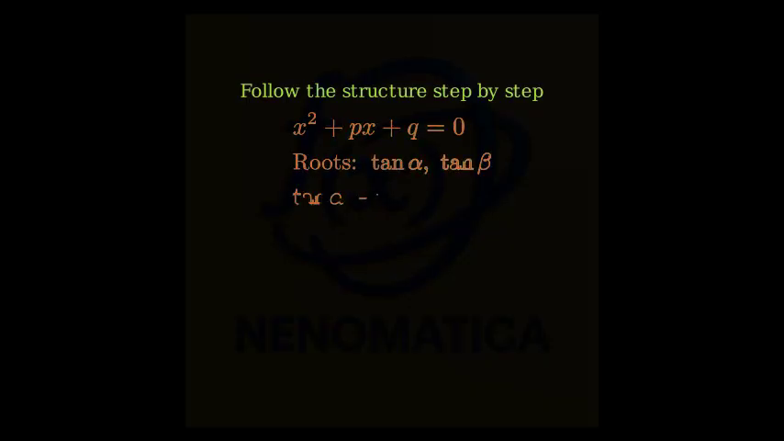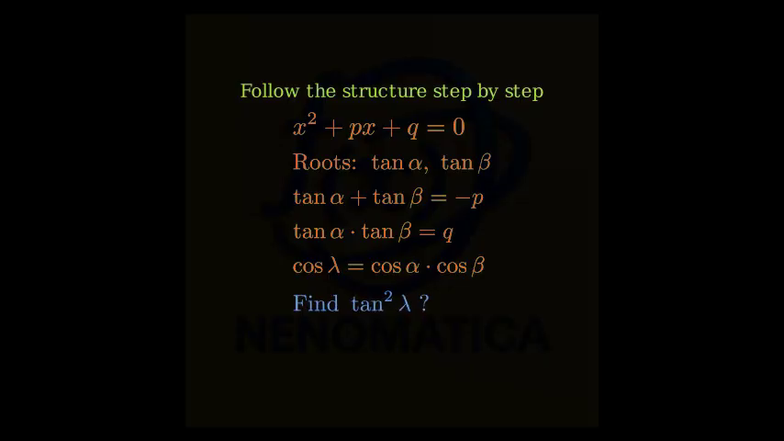In this lesson, we will derive a clean algebraic expression for the square of tangent lambda using only identities and the relationships between the roots of a quadratic. Problem: we have the quadratic x squared plus px plus q equals 0. We name the two roots tangent alpha and tangent beta. From Vieta's relations, we know tangent alpha plus tangent beta equals negative p, and tangent alpha times tangent beta equals q. If cosine lambda equals cosine alpha times cosine beta, compute tangent squared lambda.